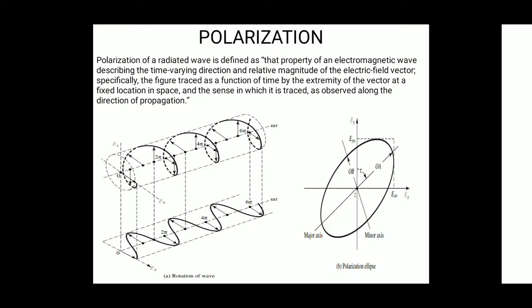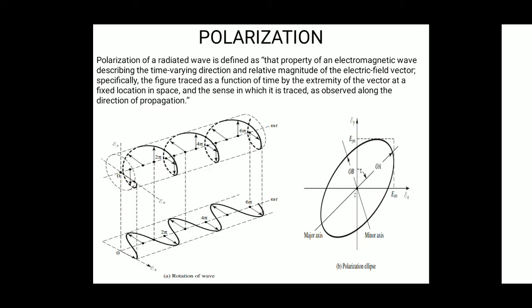Especially the figure traced as a function of time by the extremity of the vector at a fixed location in space, and the sense in which it is traced and observed along the direction of propagation. So there are two figures: first, the rotation of the wave, and the other is the polarization ellipse.